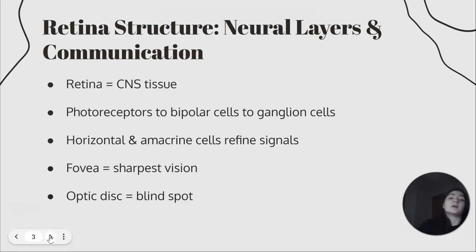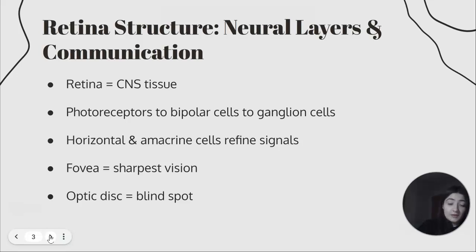On the next slide, I wanted to talk about the retina structure and more specifically the neural layers and communication between the layers. The retina is made up of multiple layers of neurons, as mentioned before, and is actually considered part of the central nervous system. Light passes through these layers before reaching the photoreceptors at the back of the retina. These photoreceptors communicate with bipolar cells, which then communicate with ganglion cells, and horizontal and amacrine cells allow communication between neighboring pathways, helping sharpen contrast and spatial detail through what we call lateral inhibition.